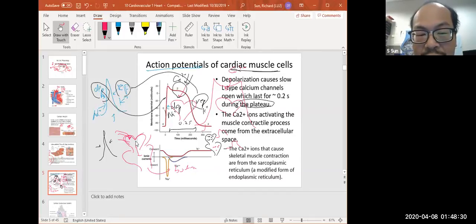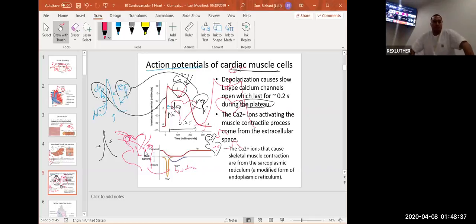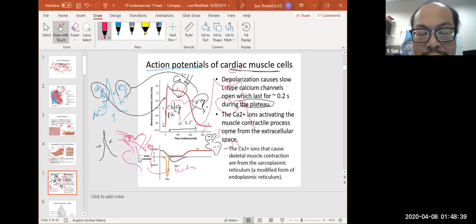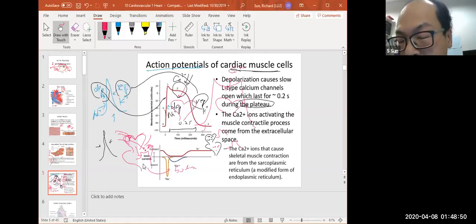Right. But the SA node will send a signal to the AV node. Okay. Then the AV node will be excited. When it is excited, it generates another action potential. This action potential will travel across the entire ventricle because the entire ventricles are all connected.